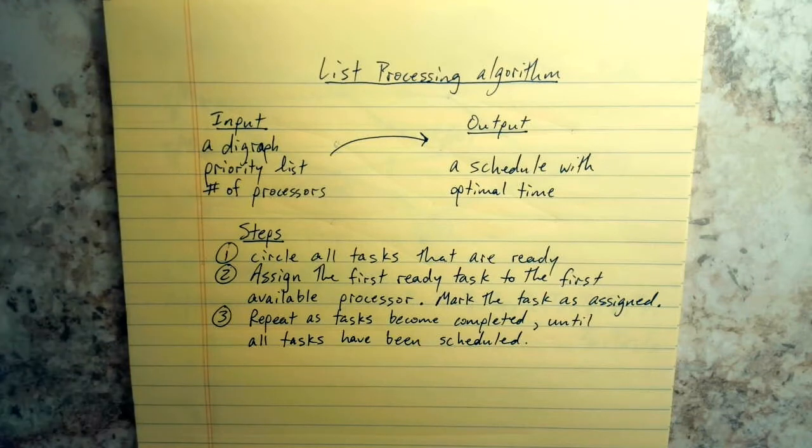We have a digraph, which is a graphical representation of the tasks, a priority list, which tells us which tasks have the highest priority and which have the lowest priority, and we have to know the number of processors. So those three things have to be given to you in order to run the list processing algorithm. And then the output is the schedule itself.